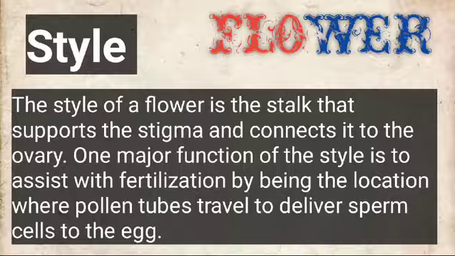You can also see the style in the flower diagram. So the style of the flower is the stalk that supports the stigma and connects it to the ovary. One major function of the style is to assist with fertilization by being the location where the pollen tubes travel to deliver the sperm cells to the egg.